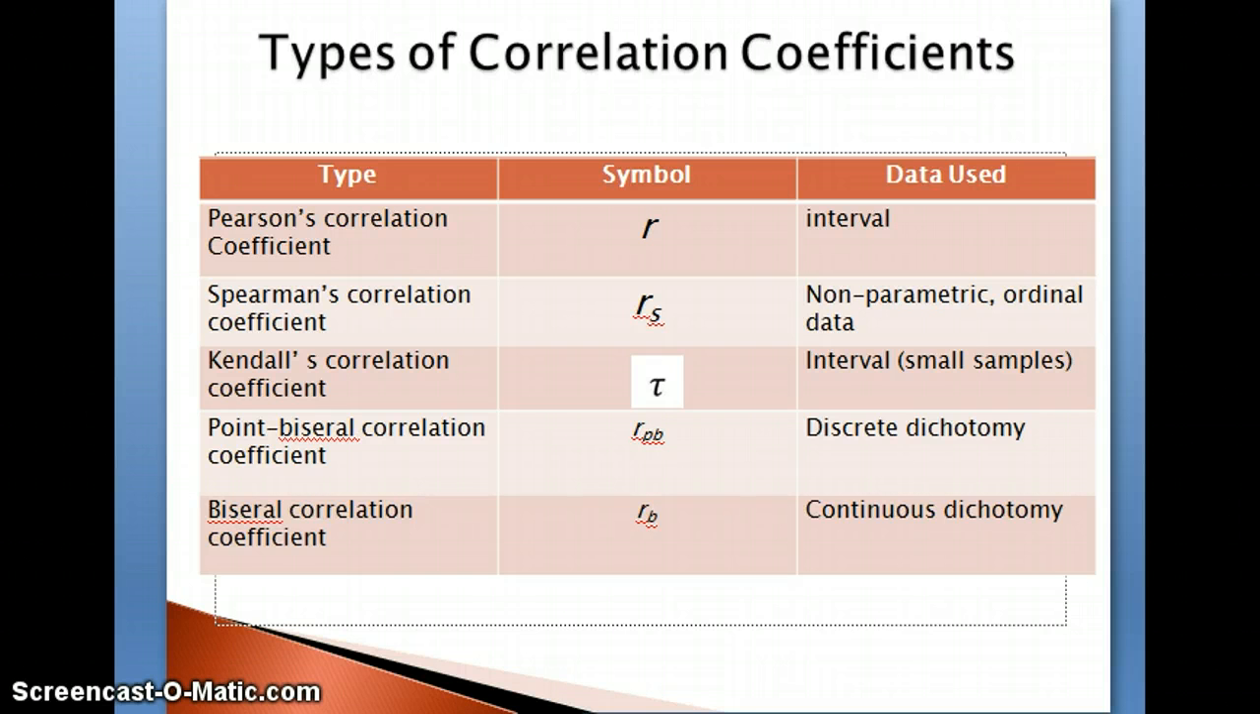Point biserial correlation coefficient is used when one variable is a continuous one and the other is a discrete dichotomy, for example, present or absent from class. And finally, biserial correlation coefficient is used when one variable is continuous and the other is a continuous dichotomy, such as the range from underweight to overweight.